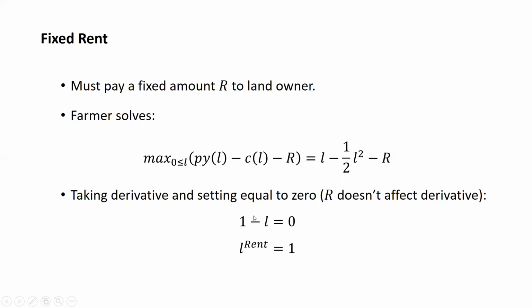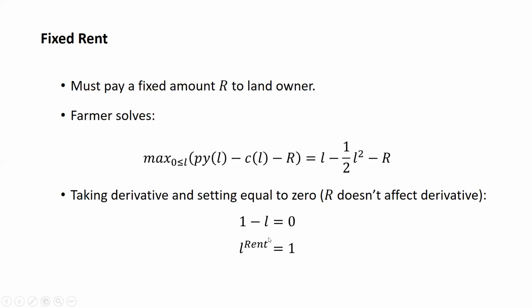And so what that means is that now, if you think about it, if you have to pay rent R no matter what, the marginal benefit of working 1 extra unit is going to be equal to 1. You work 1 extra hour, that produces 1 extra unit of output. That extra unit of output you sell for $1, and you get to keep that full dollar. And so under rent, you would decide to work the efficient amount.